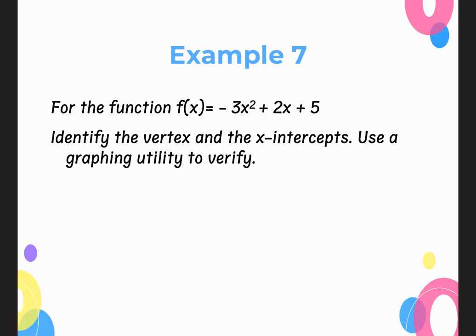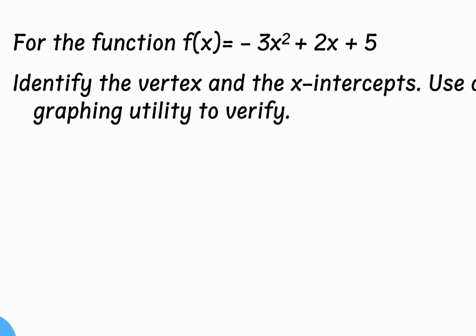All right, example 7 says, for the function f of x equals negative 3x squared plus 2x plus 5, identify the vertex, the x-intercepts, and use the graphing utility to verify. So you would want to think to yourself, can I do this both ways? Can I do standard form? Could I complete the square on this? Because it could ask you to do that, okay? And can I do negative b over 2a? Because sometimes, or a lot of times, that's faster if it's not in standard form. So I'm going to do the negative b over 2a because we practiced completing the square yesterday.